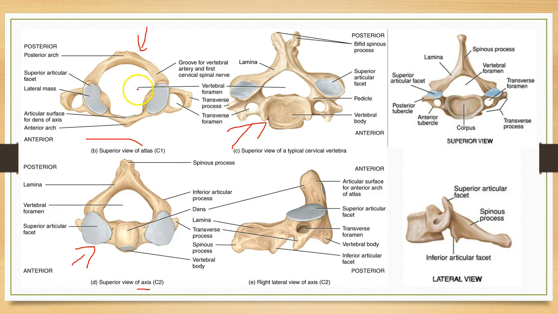Okay, so C1 is so different because it is holding up the skull. So just like Atlas held up the world, the atlas is holding up the skull. So these lateral masses are where we articulate with those occipital condyles. This large opening, the vertebral foramen, is going to be for passage of that spinal cord. Transverse foramen is going to be for passage of the vertebral artery. Then we have the transverse processes.